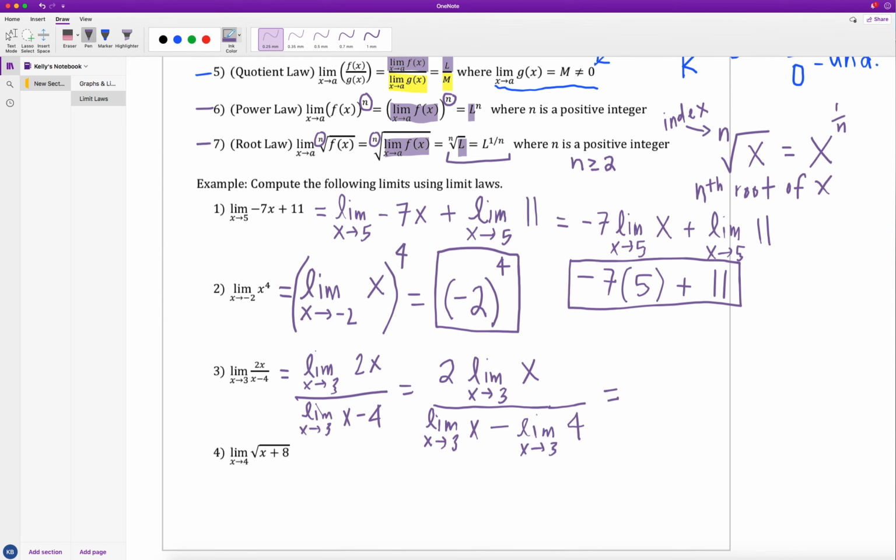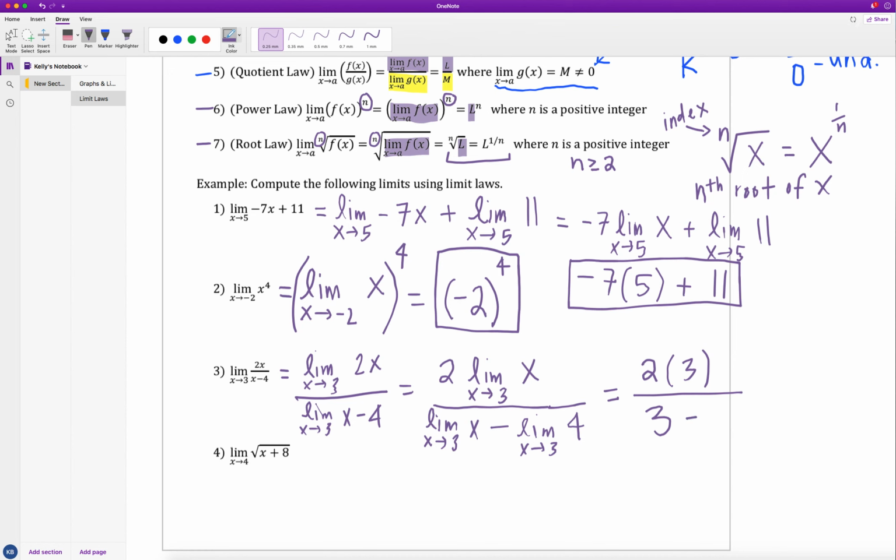Now from here, we can take the limit directly. We've finished applying all of our limit laws and broken this up as much as we can. So the 2 is going along for the ride as a scalar. I know the limit as x approaches 3 of x is just equal to 3, since x is a linear function, divided by, again, the limit as x approaches 3 of x is equal to 3, minus, now the limit as x approaches 3 of 4.